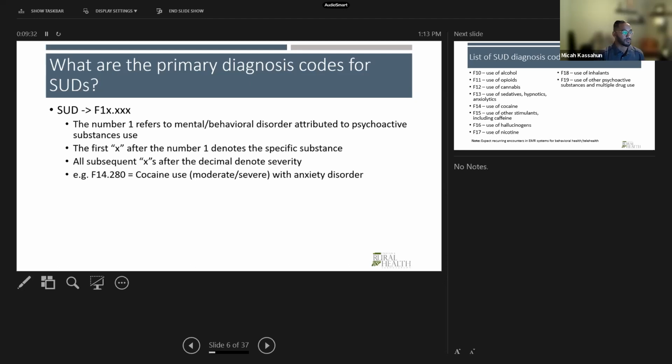So the number 1 refers to the mental or behavioral disorder attributed to psychoactive substance use. The first digit after the 1 denotes that specific substance. And then, as I said before, all subsequent digits after the decimal denote the severity. So this could be low severity, then moderate, then moderate-high, and then just straight high severity. And here's a great example: F14.280 is a moderate to severe cocaine use with anxiety disorder. So that's usually just how it's read.